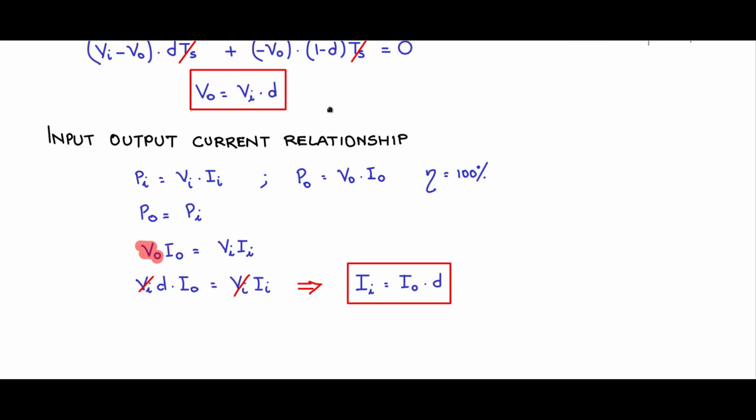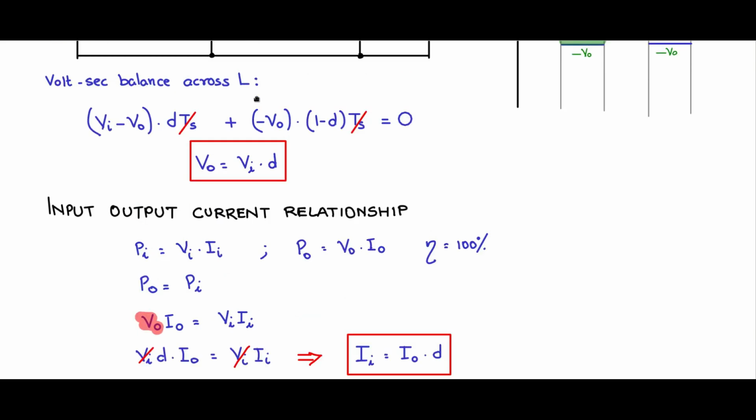So this is the formal way of using the volt-second balance across the inductor to get the input-output voltage relationship, and you can use it for any circuit, however complex it is.